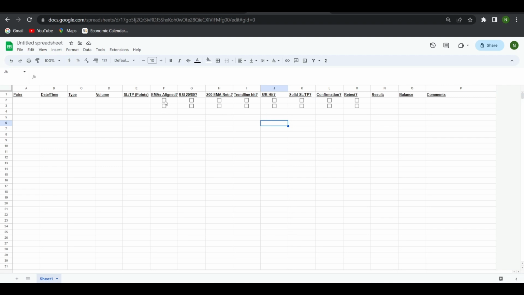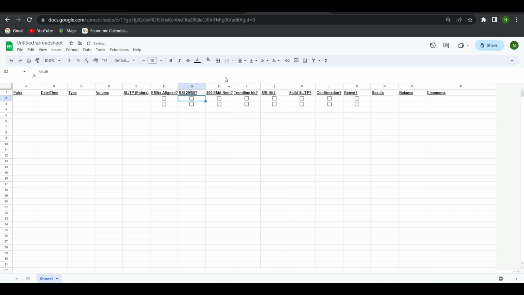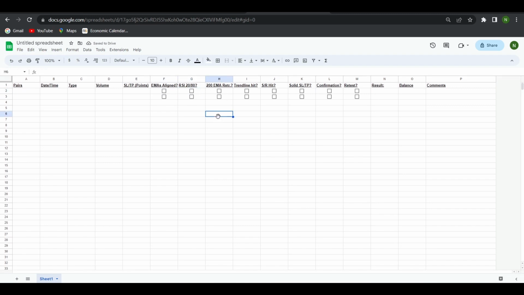And you can see that this is a checkbox which I usually do when I'm about to place my trade. So when I'm looking at a potential entry, I'll mark up things that this entry has. So for example, are the moving averages aligned? Yes. Is the RSI oversold or overbought? Yes, etc. And this allows me to see how good or bad this trade is or not.